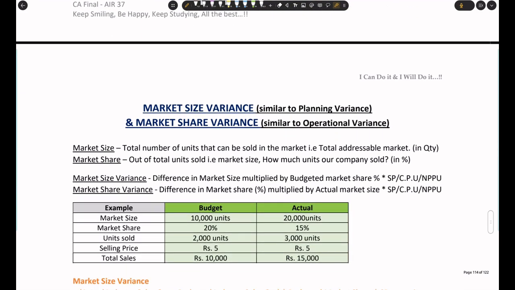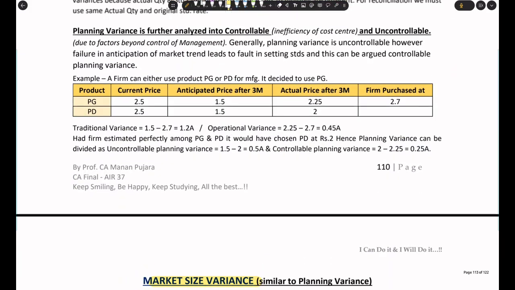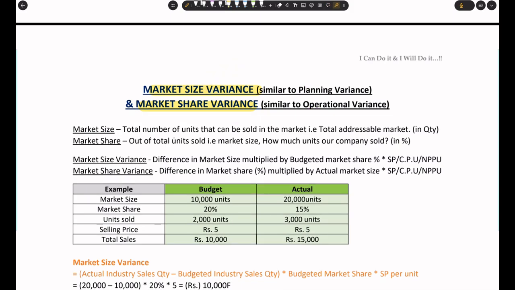Okay, so next is the market size variance. First we studied the planning variance and operational variance. Now market size variance and market share variance. It is similar to planning variance and operational variance. Market size is the total number of units that can be sold in the market, that is total addressable market in quantity. Market share is, out of the total units sold, how many units our company sold. These are very logical terms. Market size is the total addressable market, then market share is how much share Airtel has in the telecom sector.